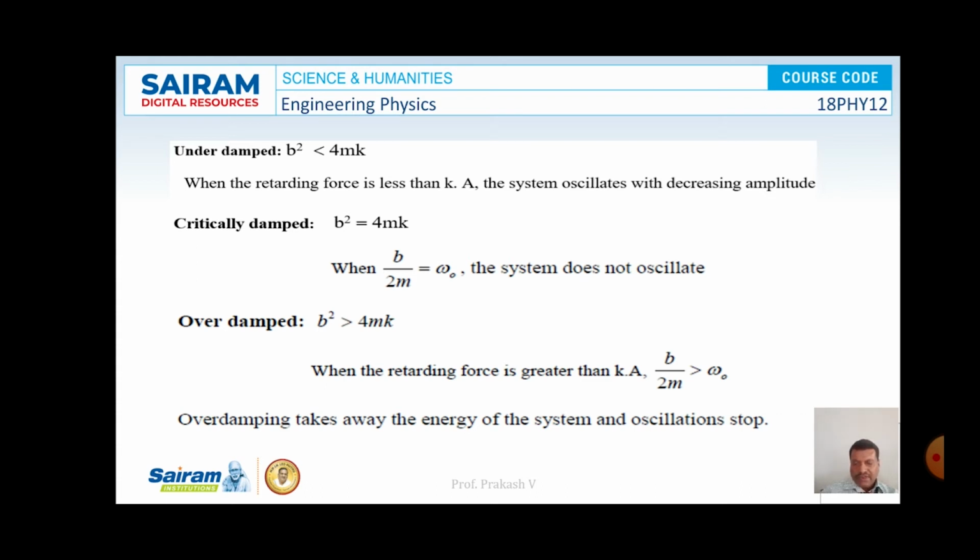And in case of critical damping, the resistive force and restoring forces acting on the body bring it to a halt without oscillation. And in case of underdamping, b square is less than omega square. In this case, the body vibrates with diminishing amplitude as the time progresses.